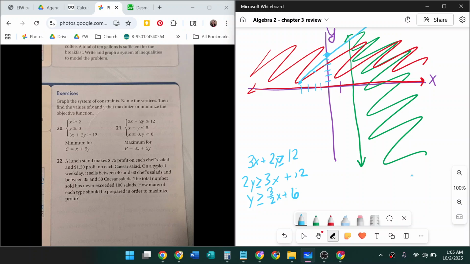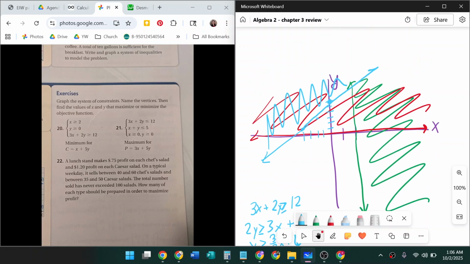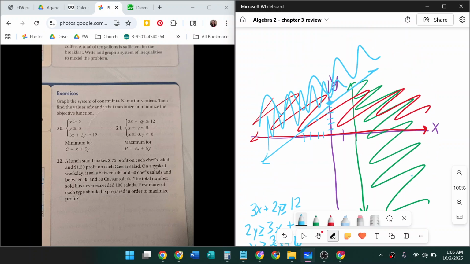Alright, so basically it's going like this. And I'm assuming the top's going to get colored in, but let's put in 0, 0 just to see. 0 is greater than or equal to 6, not true. So 0, 0 is not a point, so it's everything up here.